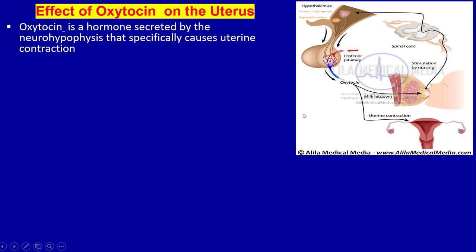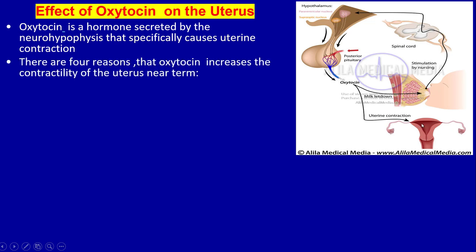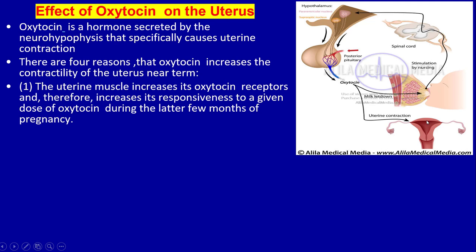Effect of oxytocin on the uterus. Oxytocin is a hormone secreted by the neurohypophysis that specially causes uterine contraction. There are 4 reasons that oxytocin increases the contractility of the uterus near term. Four factors are responsible due to which oxytocin causes contraction of the uterus. First, the uterine muscle increases its oxytocin receptors and therefore increases its responsiveness to a given dose of oxytocin during the latter few months of pregnancy.